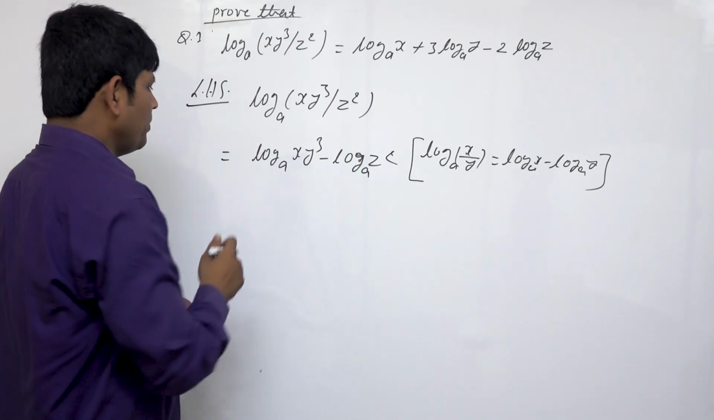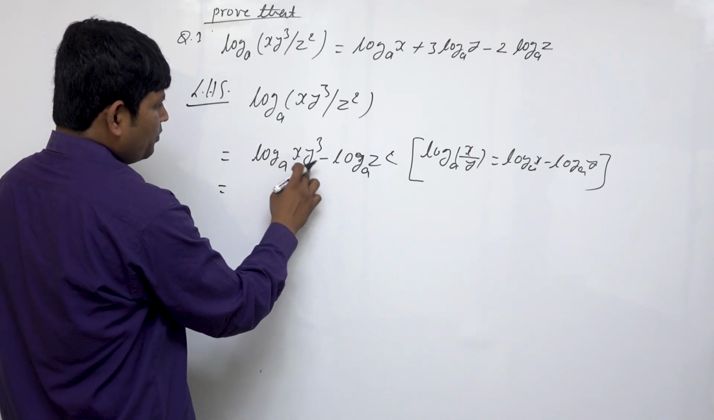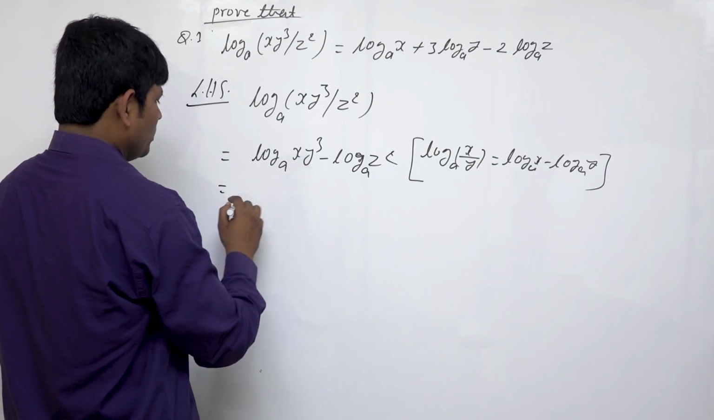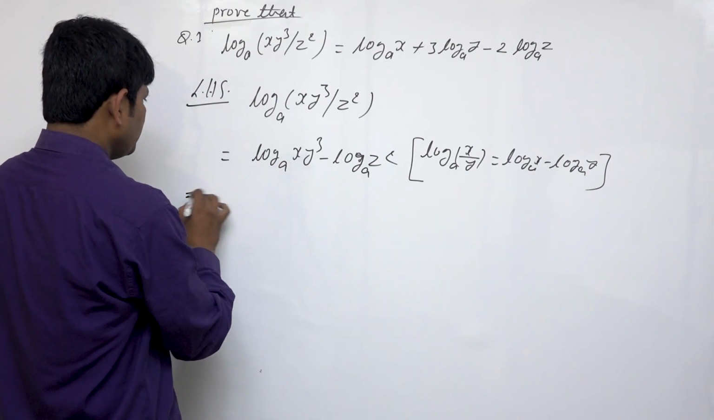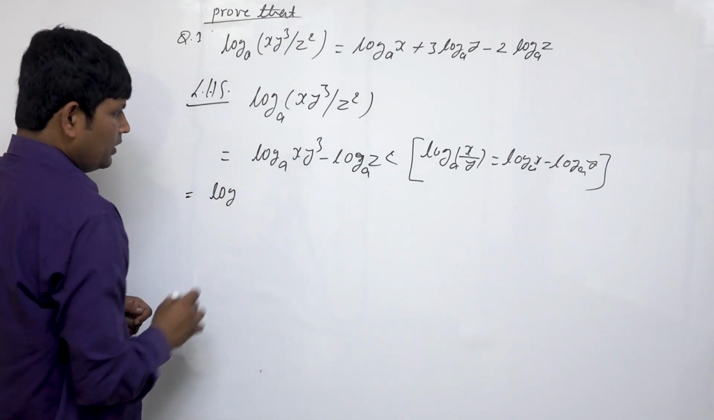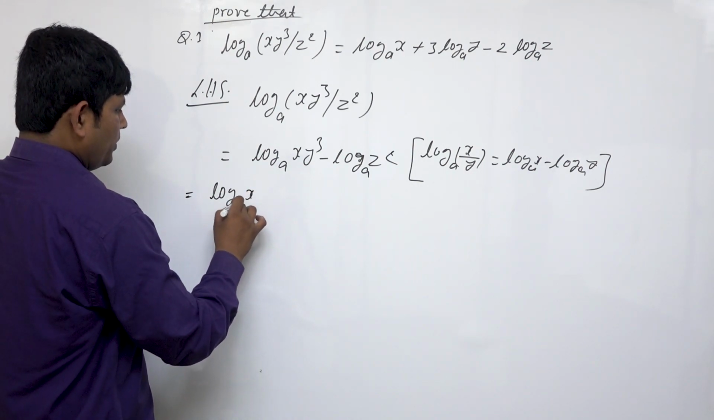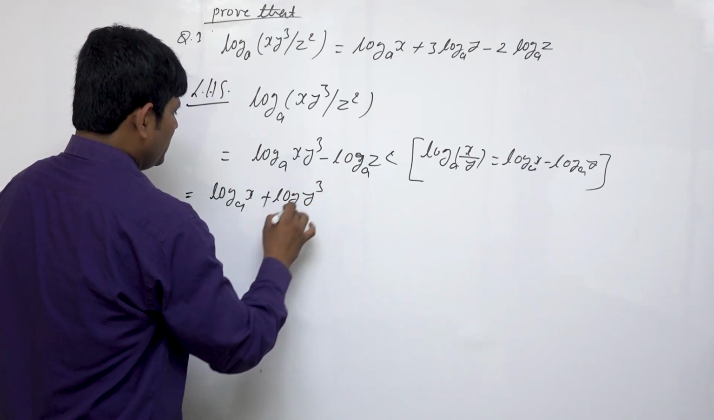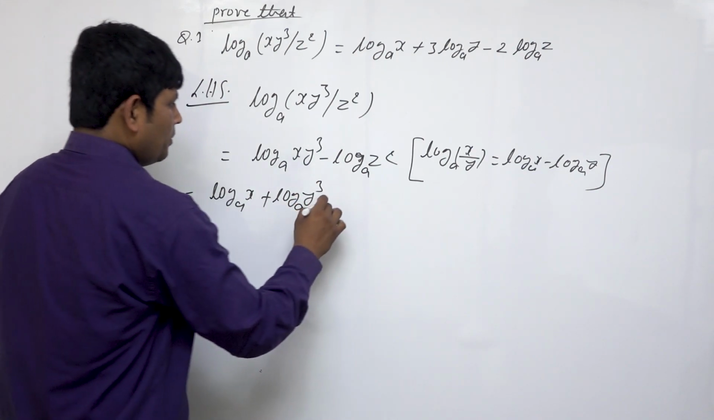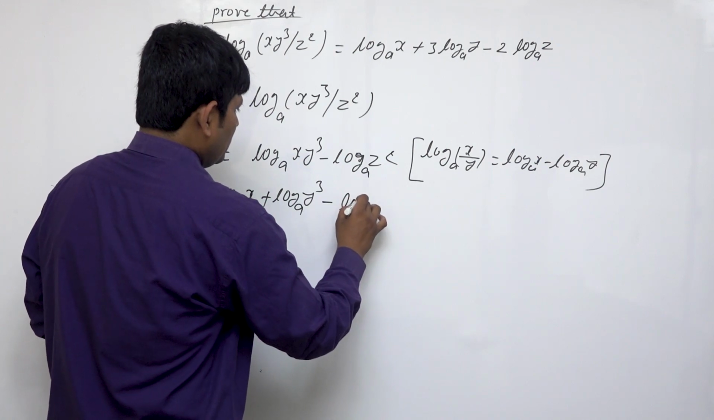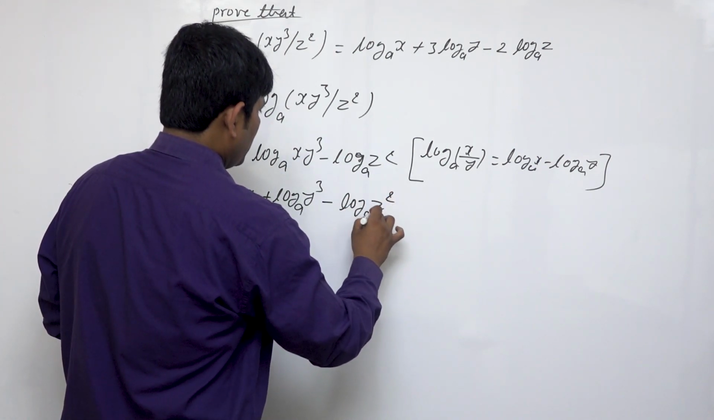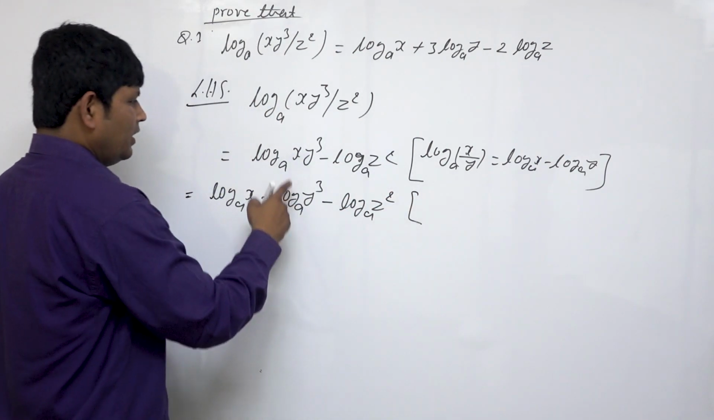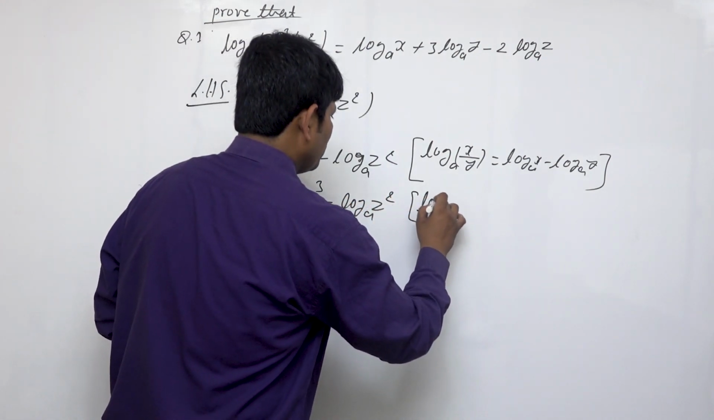Now what property do we have to apply here? This is the product rule. So there is log x to the base a plus log y to the power 3 to the base a minus log z squared to the base a. What property did I apply here? Product rule. What product rule?